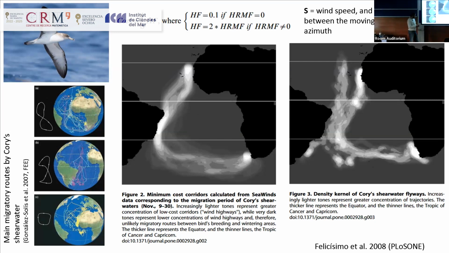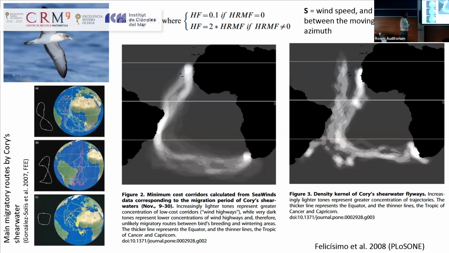So in this way, they were able to identify the least cost routes, what they call the wind highways, between the areas where they breed and the areas where they spend the winter. And when they combine this information on least cost paths, or wind highways, with actual information on the movement of these animals, they observe that it was quite a perfect match.